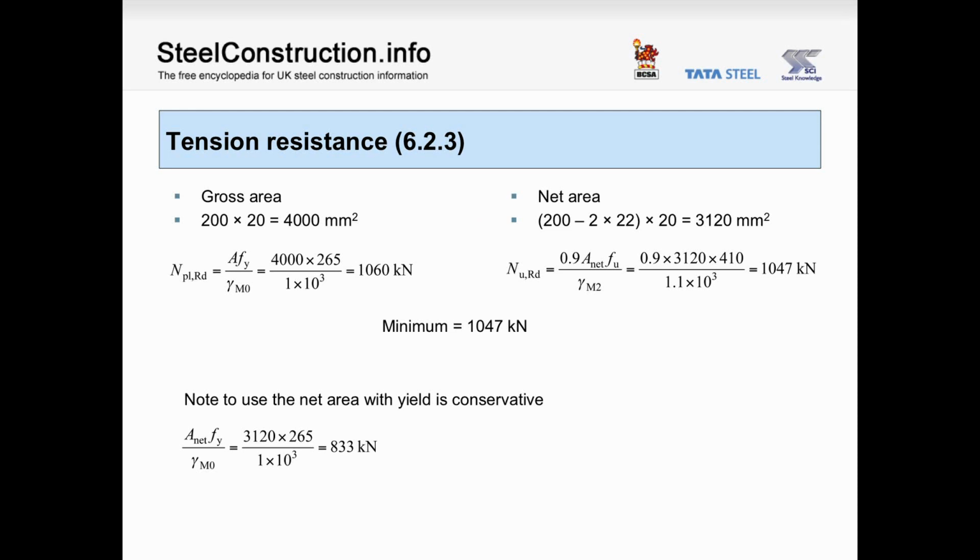Many people, of course, don't do both checks. They simply take the net area and use yield, which is okay, but notice that it's very conservative, because using the net area and the reduced yield strength results in a resistance of only 833 kilonewtons.